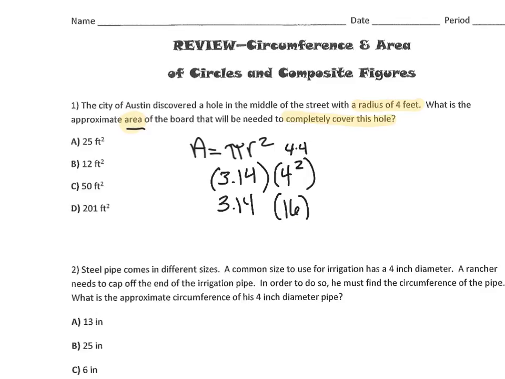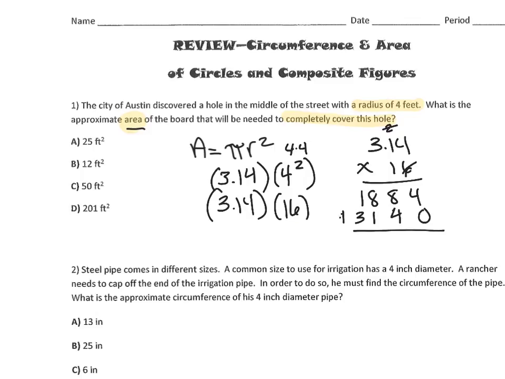So 3.14 times 16. Put that 3.14 on top. 6 times 4 is 24. 6 times 3 is 18. Don't forget your placeholder. 4 times 1 is 4, 1 times 1 is 1, and 3 times 1 is 3. 50.24. Good. If you round it, it's just 50. So 50.24 is what we end up with, but our answer choices are rounded to the nearest whole number, so it's going to be C, 50.